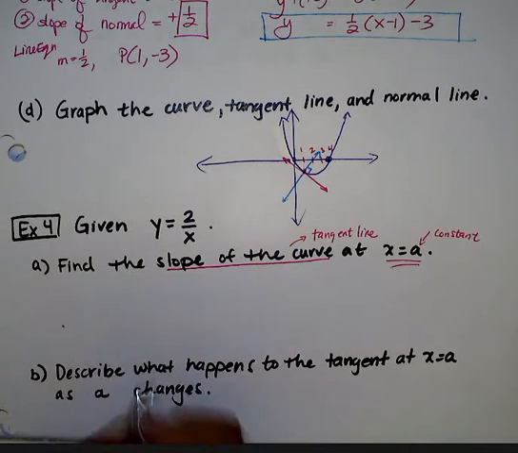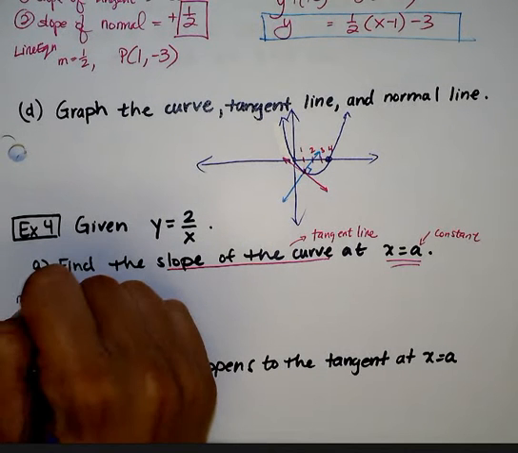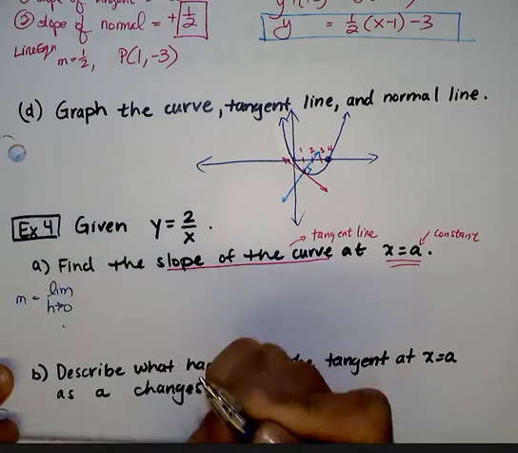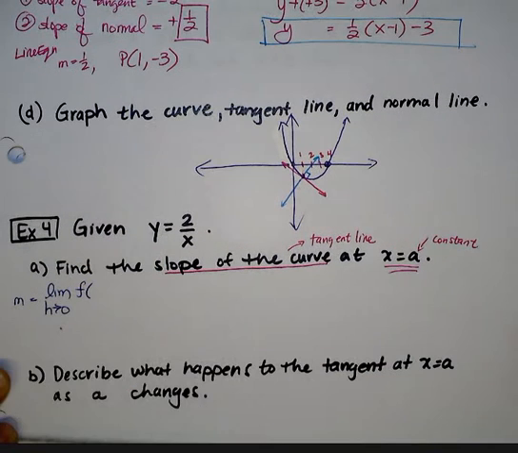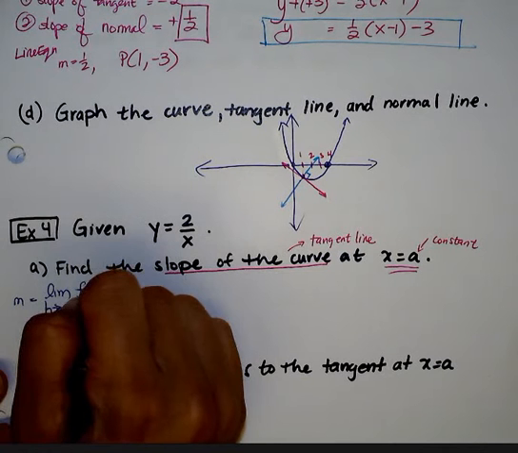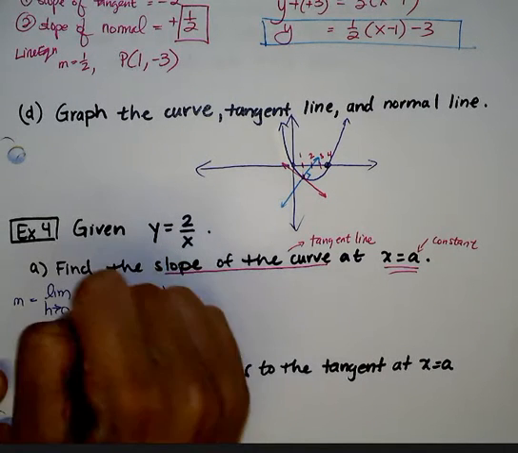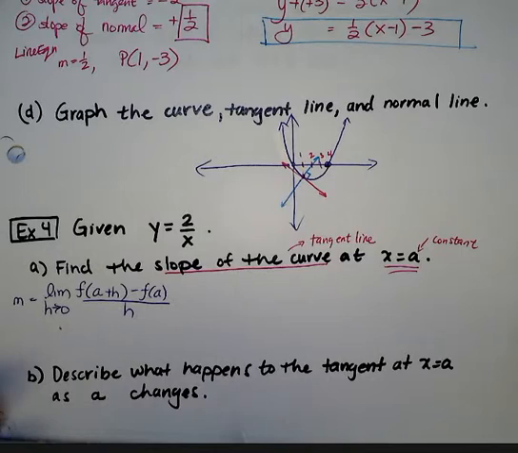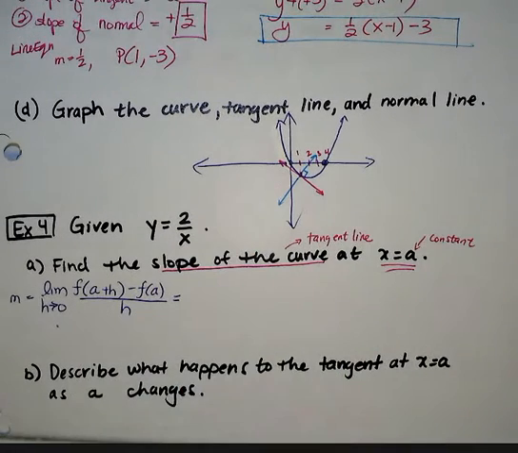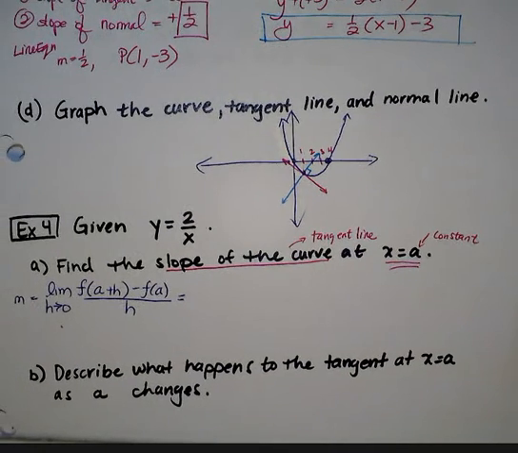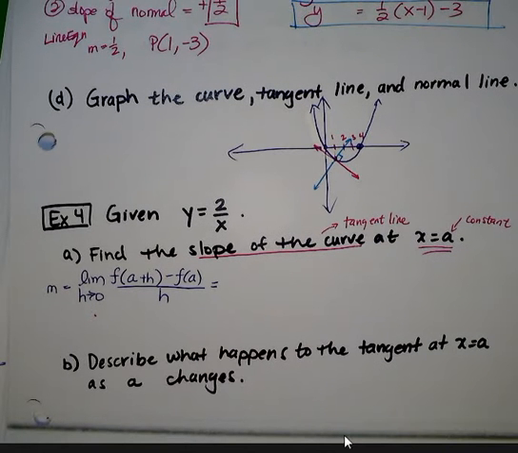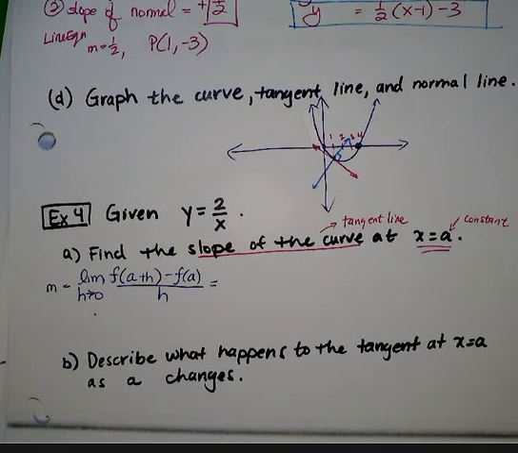So the way you're going to find that slope is you're going to do the limit as h goes to 0 of f of a plus h, because it's x plus h, but our x is a, right? Minus f of a, over h, and then I want you to take it from here. Okay, so I'm going to pause this video, and you guys work on it. You might need some space, so you might have to write this all over.